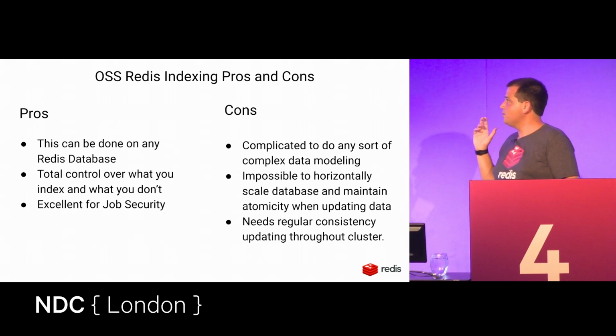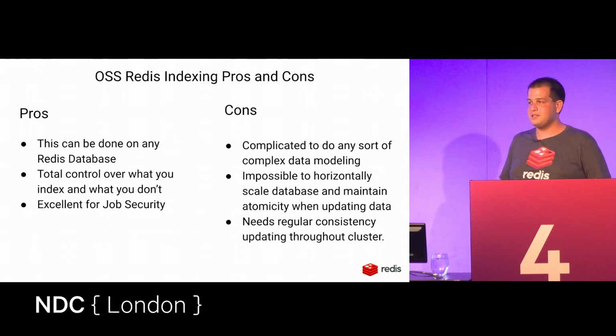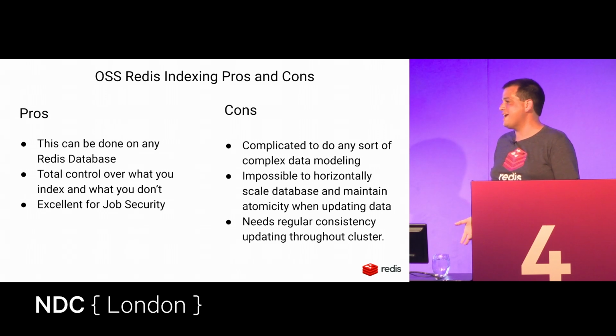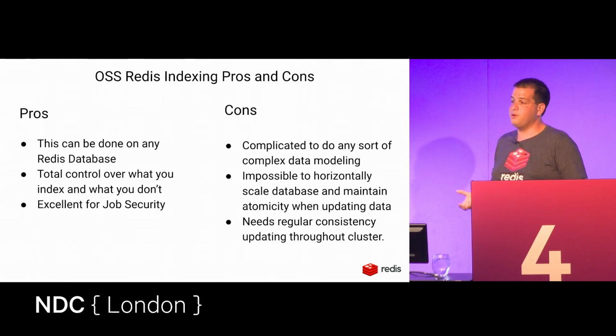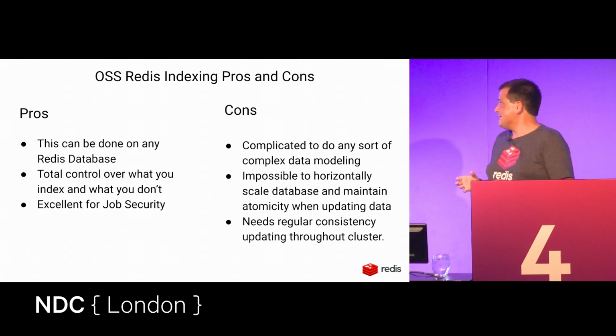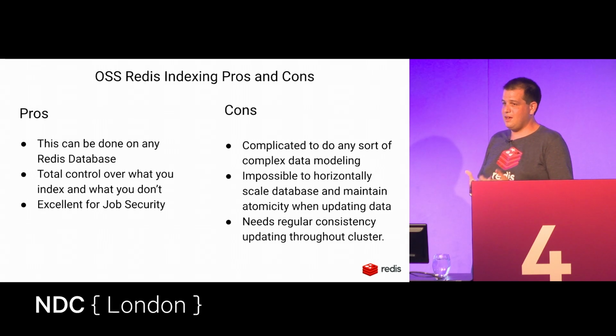Now, the pros of using this type of indexing in Redis is that it can be done on any Redis database. You don't need any special modules or anything that you build out from it to do this. And it allows you to have total control over what you index and what you don't. And I kind of facetiously said in here it's really good for job security because when you're doing anything particularly complex, these get very difficult to maintain. And yeah, any sort of data modeling becomes very complicated. And the biggest problem, at least in my opinion, is the fact that you can't really horizontally scale your database out after you build one of these indexes.